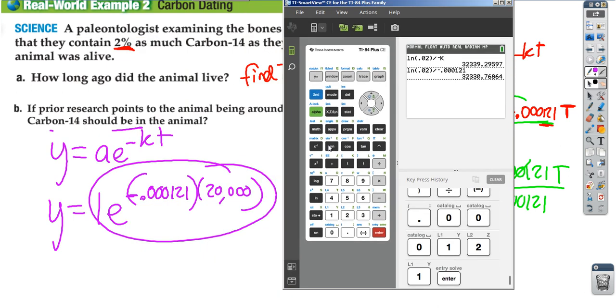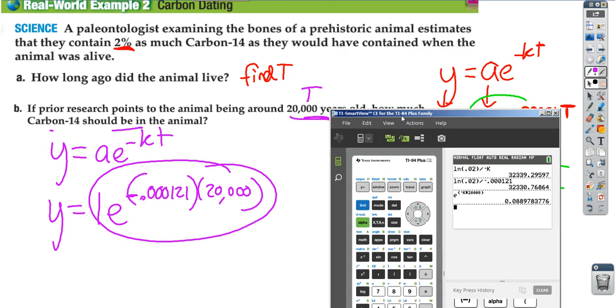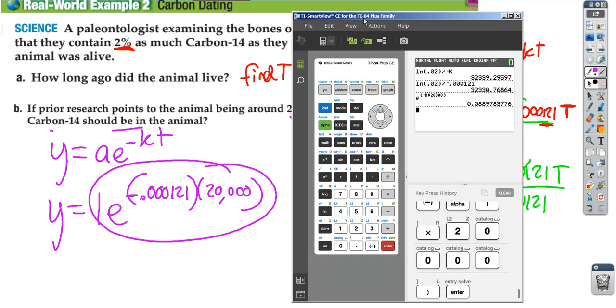So let's do this. Let's do second e. There's no equation to solve here, we just have to plug all this stuff in. So negative, and remember I stored that number right there, times 20,000. The k is what we found before. So this is going to be 8.9% basically. It says how much carbon-14 should be in the animal: 8.9% of what we originally had.